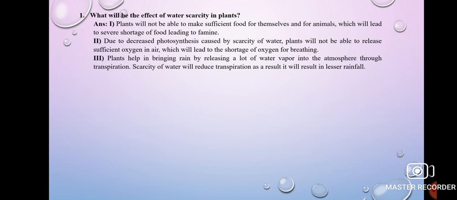Number 3, plants help in bringing rain by releasing a lot of water vapor into the atmosphere through the process of transpiration, which I have already said. So scarcity of water will reduce the transpiration also. As a result, it will result in lesser rainfall.